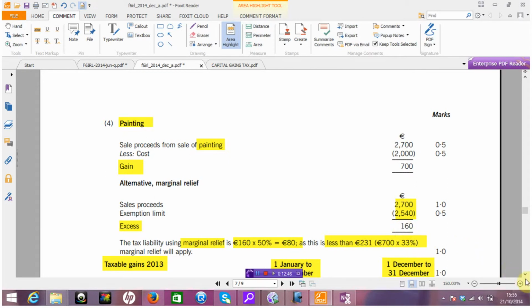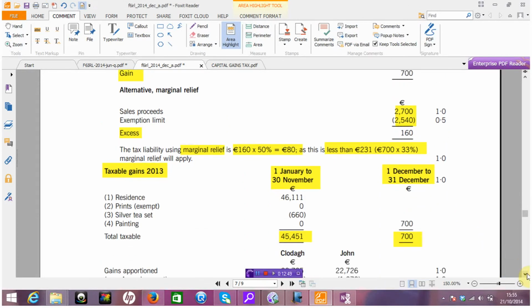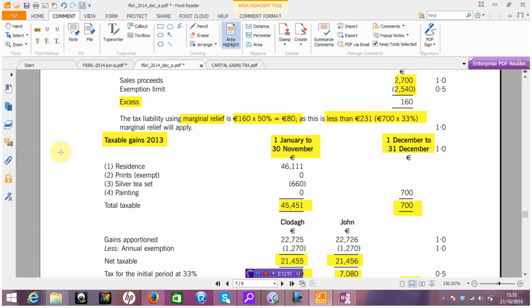Okay, so really what we then have is a summary, as mentioned earlier, of each of the four assets. And again, as mentioned, what's your format here?